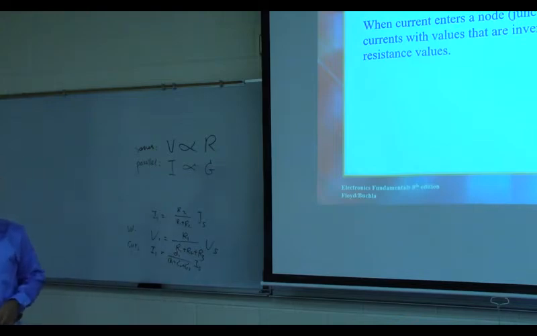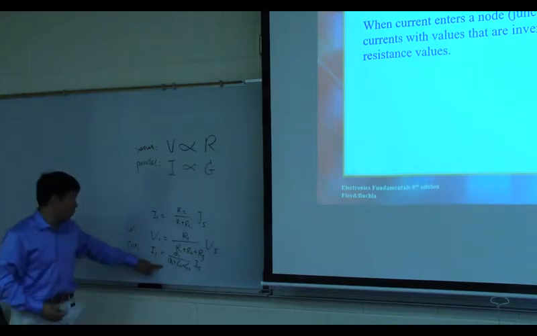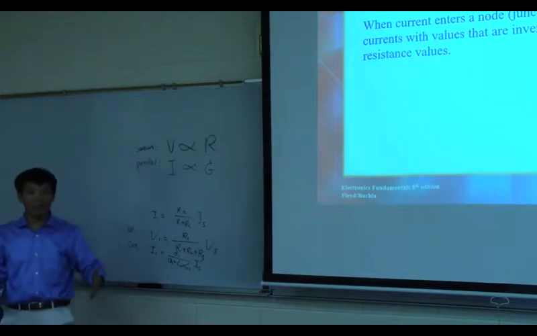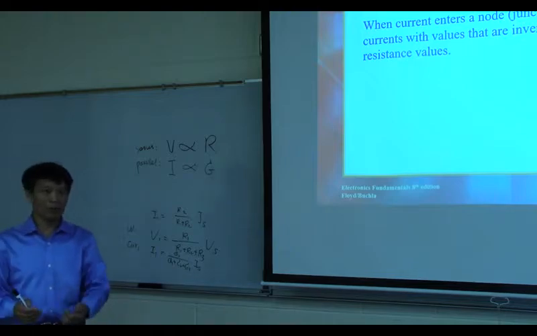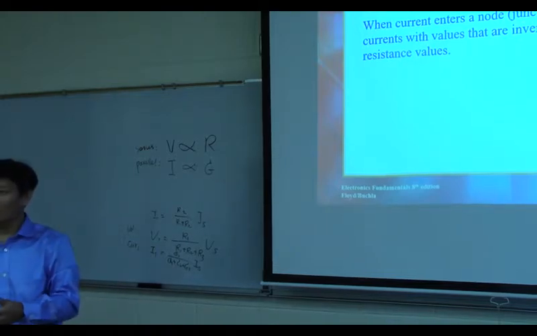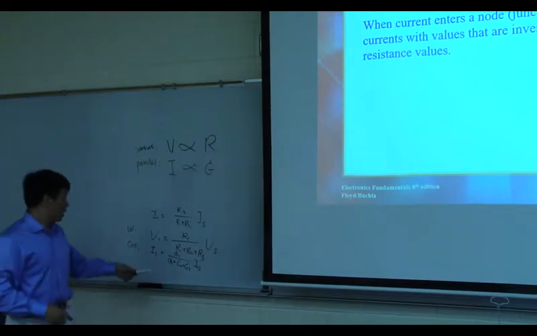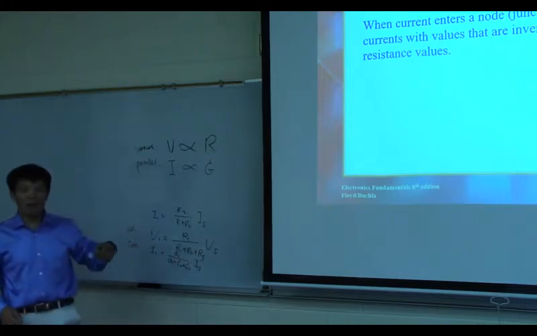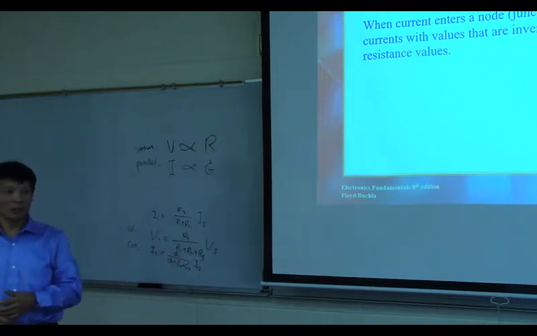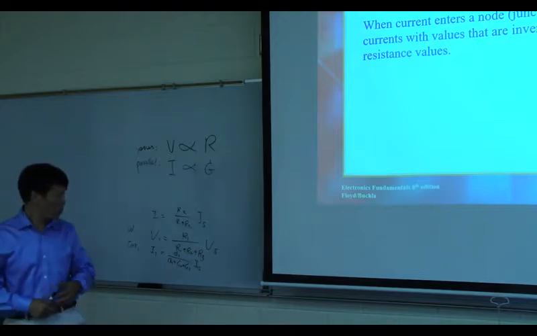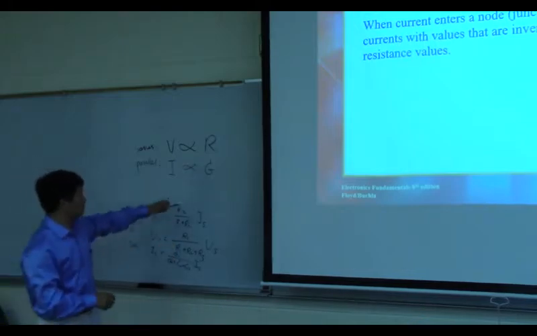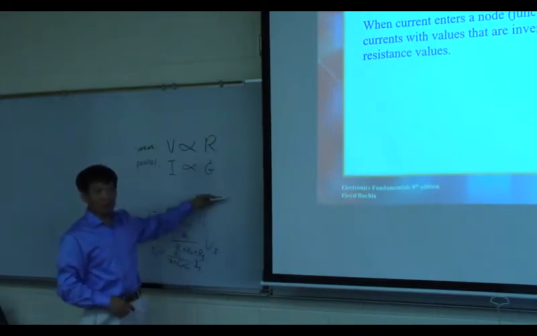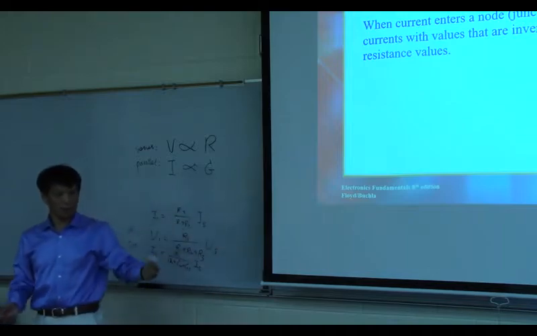So the bottom was the current divider? This one is for current divider. Current divider is only for parallel circuit, not for series circuit. Why? Because in series circuit, all the currents are the same. So there's no way you divide, all the same. Again, voltage divider is only valid for series circuit. For parallel circuit, there's no voltage divider. Why? Because all the voltages are the same. If these three resistors are in parallel, the voltages are the same. You don't need to divide. Right?